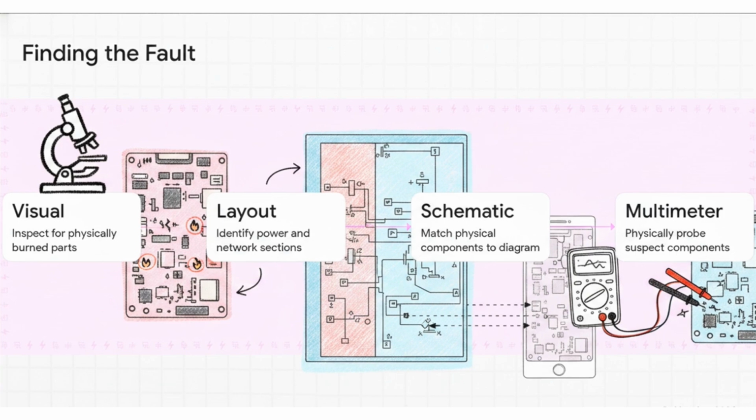Step 1, slip the board right under a microscope and visually hunt for physically burned or cracked resistors. Step 2, analyze the board layout to properly isolate the power sections from the network sections. Step 3, carefully match the physical components on the board back to the engineering schematic. And Step 4, bring out the multimeter and physically probe the suspect component.